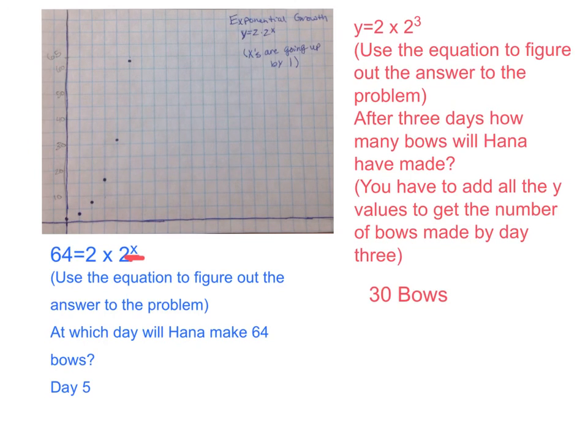The second problem is, after 3 days, how many bows will Hannah have made? To get this answer, you have to add all the y values to get the number of bows made by day 3. The answer is 30 bows. To get the answer, you have to add up 2, 4, 8, and 16, and that makes 30.